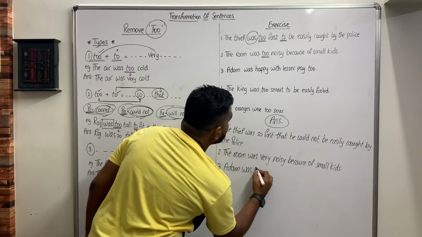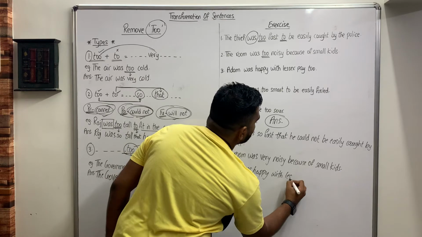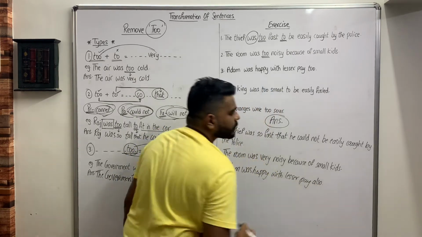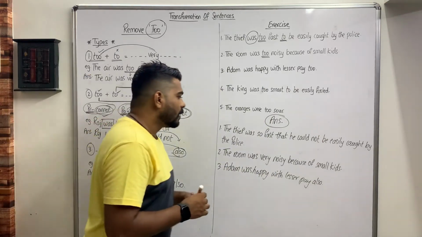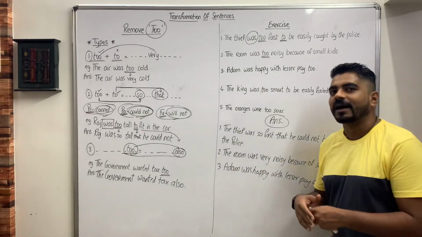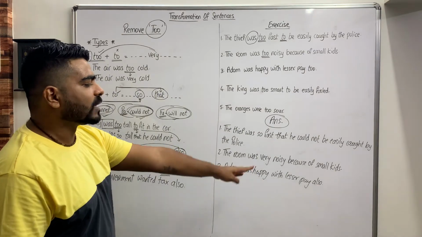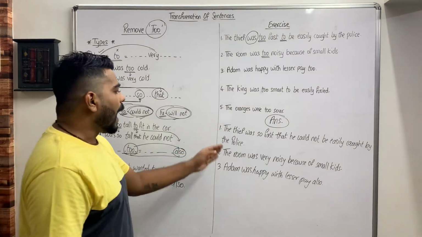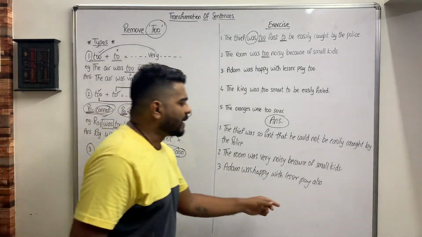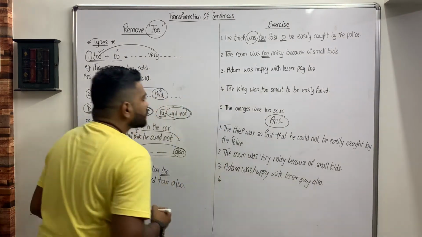Adam was happy with lesser pay also. Some learned people may want to toggle with "also". Can we write "also" earlier? Yes, you can write: Adam was also happy with lesser pay, or Adam also was happy with lesser pay. The last one may not be very suitable. Best to write "also" in the end and get it over with. Alright? The fourth one now.